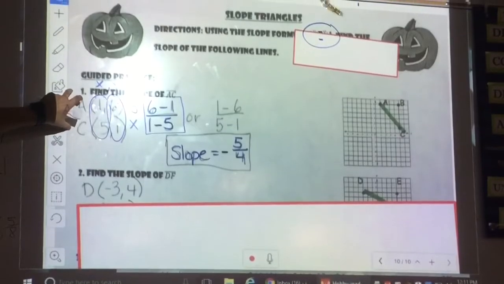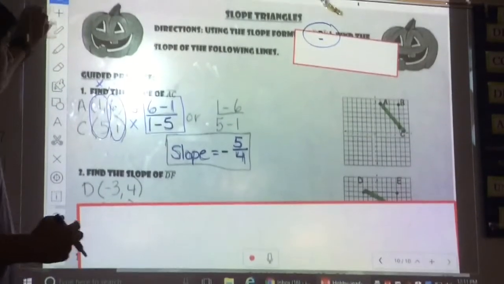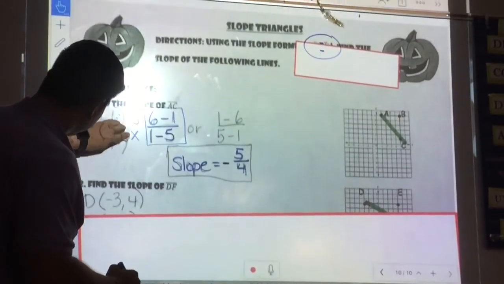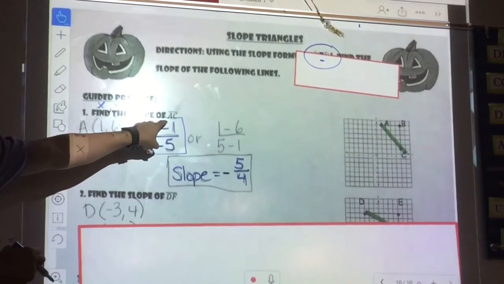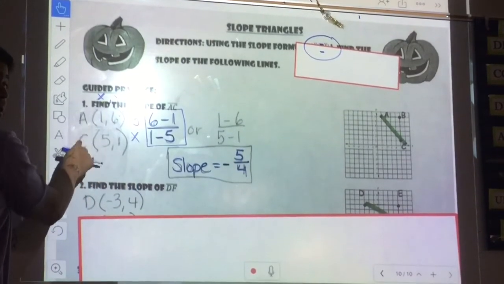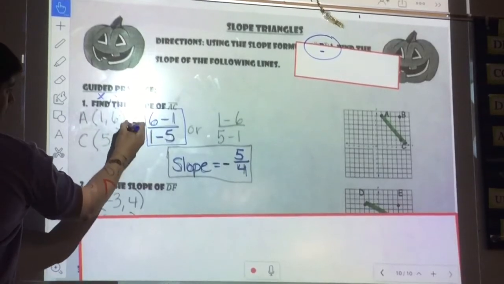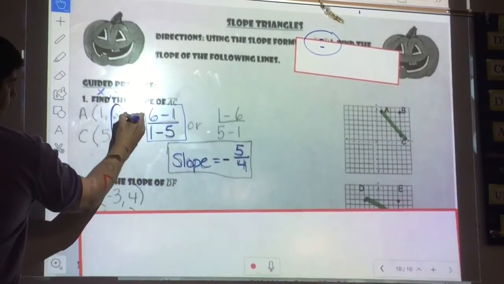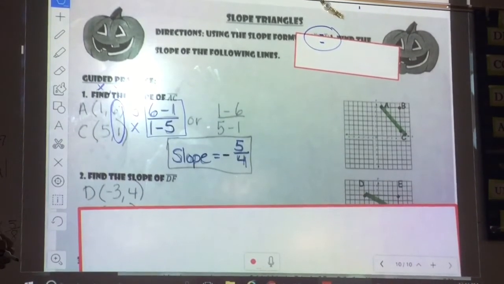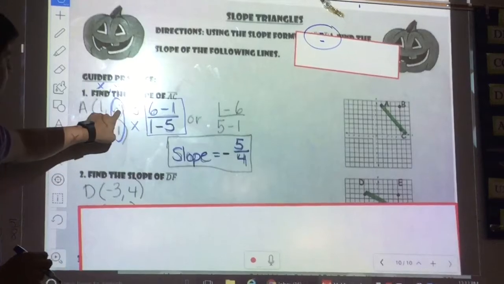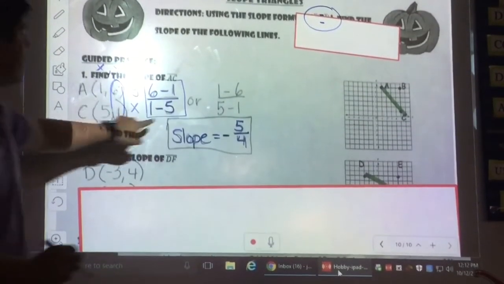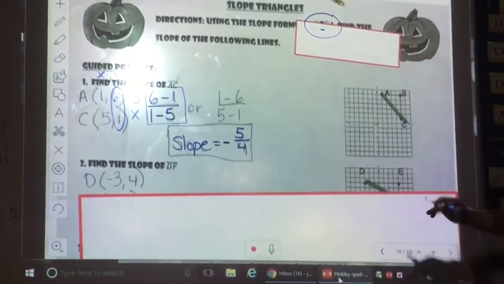So, does everybody have this? Can I erase this, or can I move up? How did you get 6 and 1 and 1? Good question, Bobby. The 6 and the 1 on top are always going to be the y values. When you write your 2 points down, these y values are what's going to go on top. And yes, you get those from the graph.